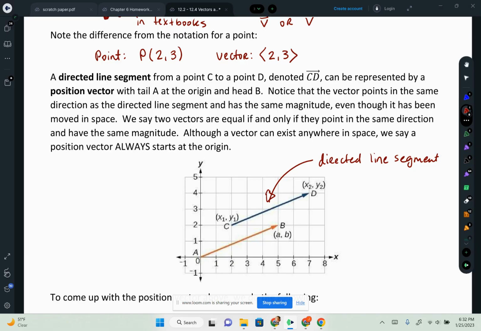But this is actually totally the same thing as AB. So we're going to call this directed line segment CD. I'm going to put a little hat over the top of it, and that represents that it is also known as a vector. This guy over here that starts at A, which is represented by the origin, and ends at B, which is represented by AB, this is a position vector.